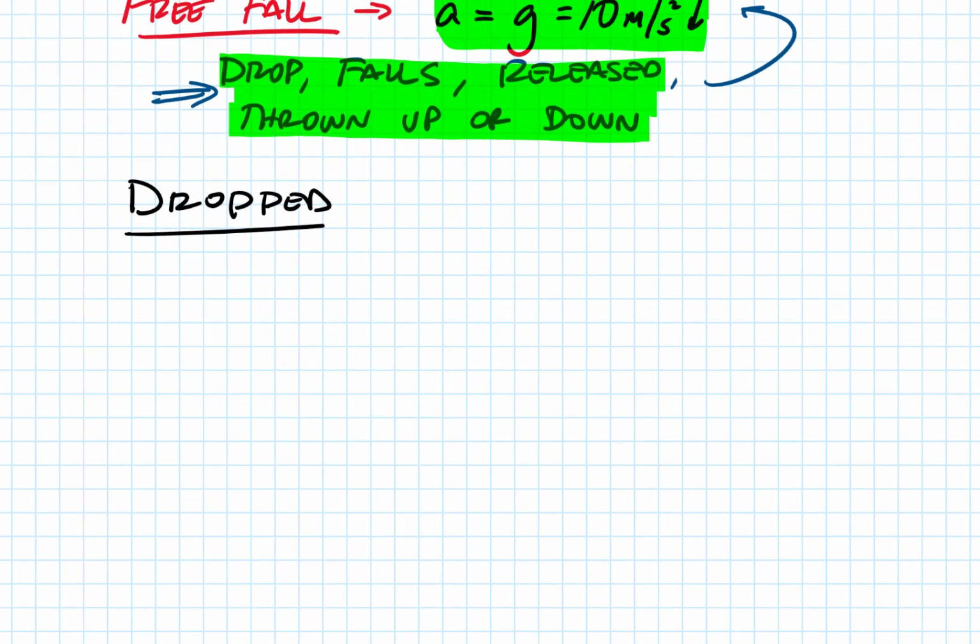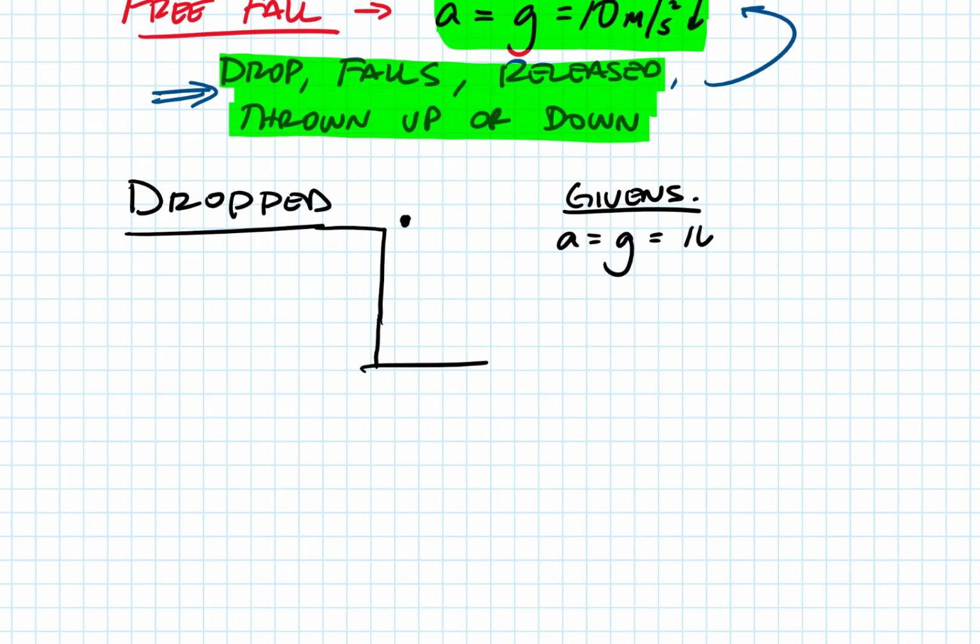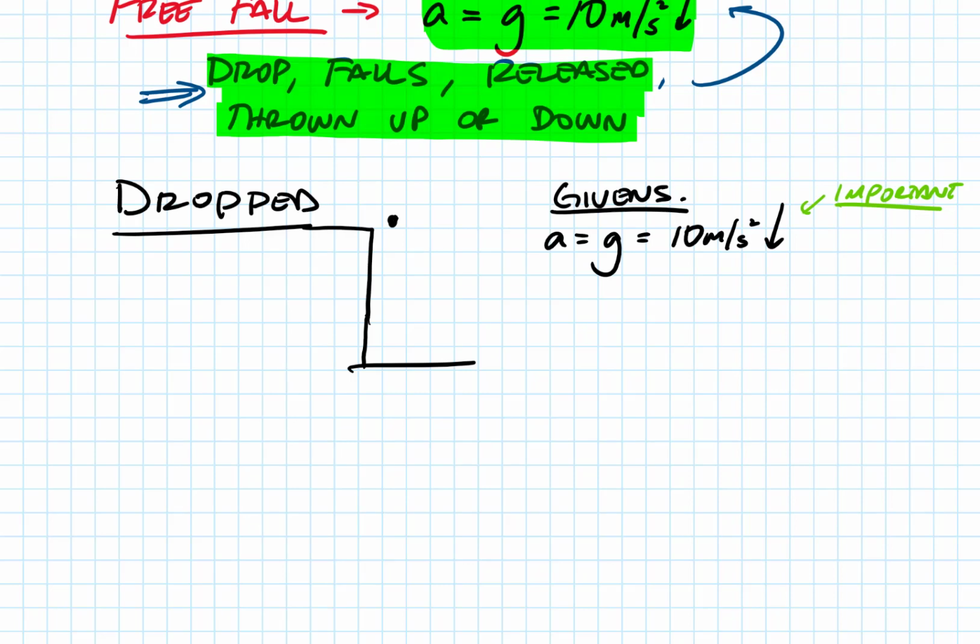For our dropped object, like we're going to be on a cliff and we have our object and we drop it and it's going to fall and hit. For our dropped object, for our givens, for our known information, if it says dropped, we say the acceleration is equal to g is equal to 10 meters per second squared down. The down thing is important. Direction matters, so draw your down arrows there.